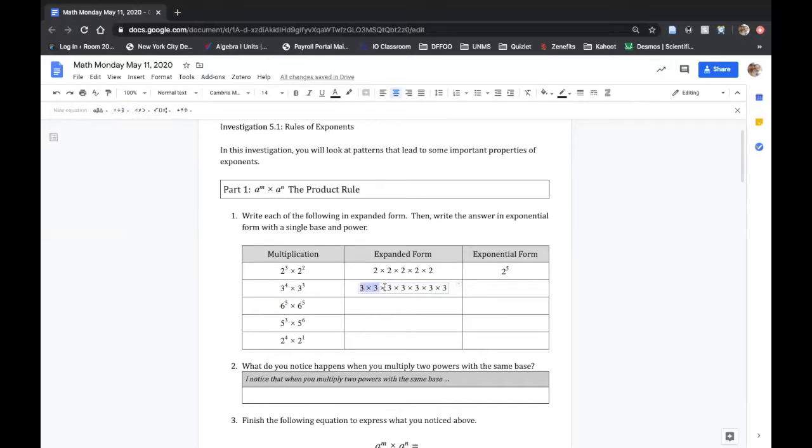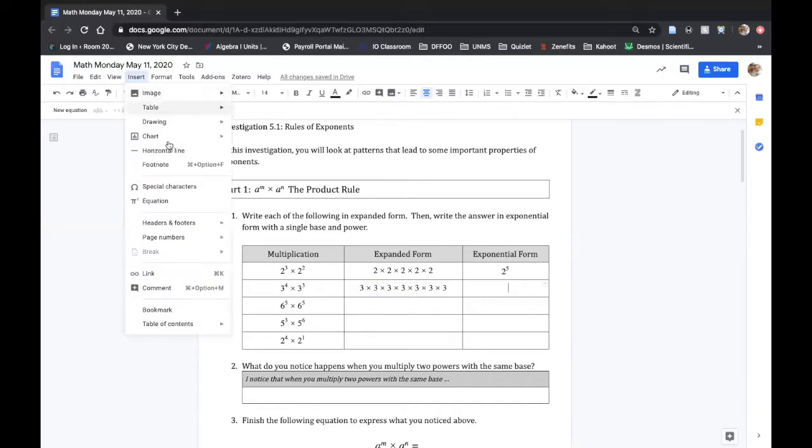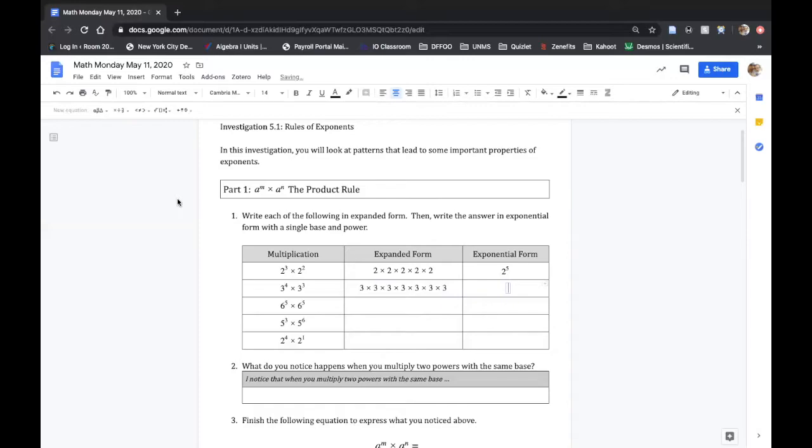So 3 to the 4th power times 3 to the 3rd power is equal to, again, go to Insert, Equation, that's, now I'm going to hit here, exponent, 3, right arrow key, raised to the 1, 2, 3, 4, 5, 6, 7th power. All right? So you're going to do the same exact thing for this example, this example, this example. Write out the expanded form. I want to see you writing out how many times you have to multiply it, and then your end result with 1 base and 1 exponent.